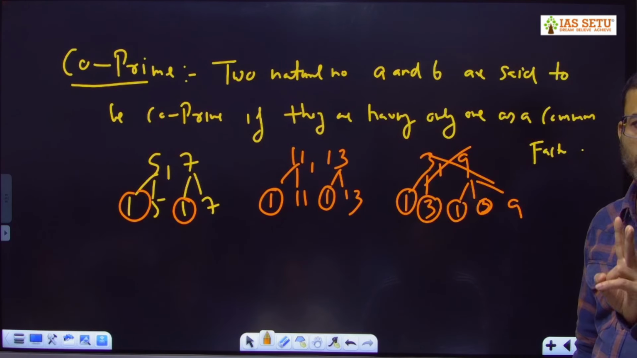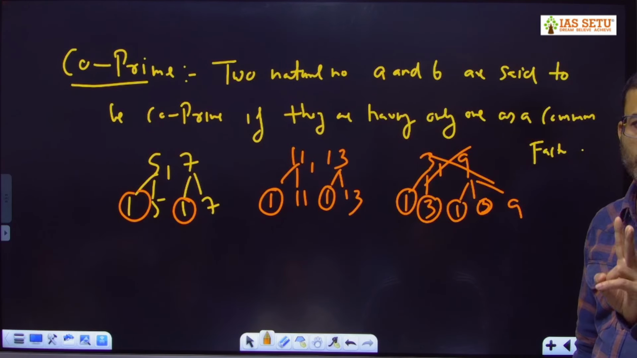Like I take 4 and 6. What are the factors of 4? 1, 2, 4. What are the factors of 6? 1, 2, 3, 6. So 1 is common here also, but here the stress has to be only one. Here not only 1, 2 is also common. That's why 4 and 6 are not co-prime.